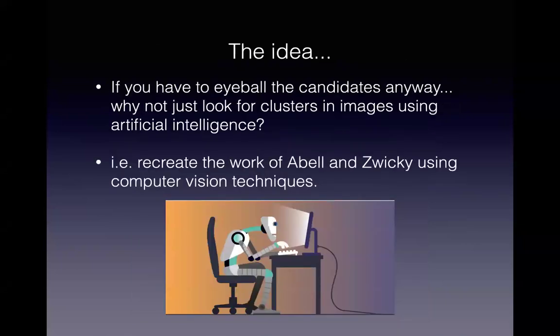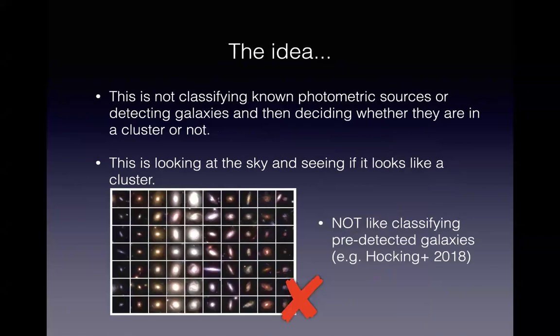So I thought, if you have to eyeball the candidates anyway, why not just look for clusters in images using artificial intelligence? So we kind of recreate the work of Abell and Zwicky, but using computer vision techniques instead. This is not classifying known photometric sources or detecting galaxies and then deciding whether they're in a cluster or not. It is instead looking at the sky to see if it looks like a cluster. Is this one of your papers, Jim? So it's not looking at a galaxy already and then saying, what is it? It's looking at the sky.